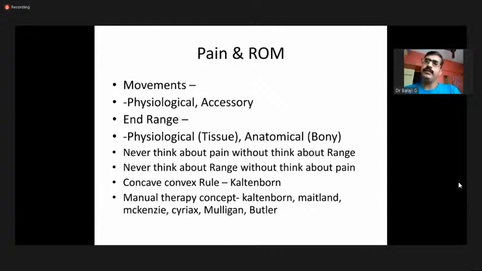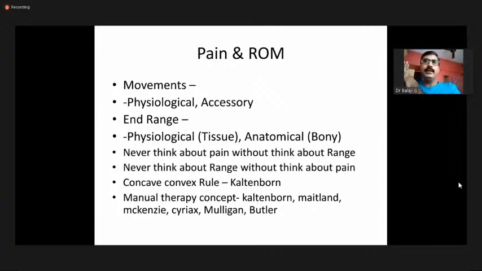Before going to everything else, be clear about what the concave convex rule is. There is a concave surface and a convex surface. So this is the concave convex rule. What does it say? When the convex surface is moving, in this direction the bone moves, and the convex surface glides in the opposite direction. The gliding taking place in the joint is in the opposite direction of the osteokinematic movement.